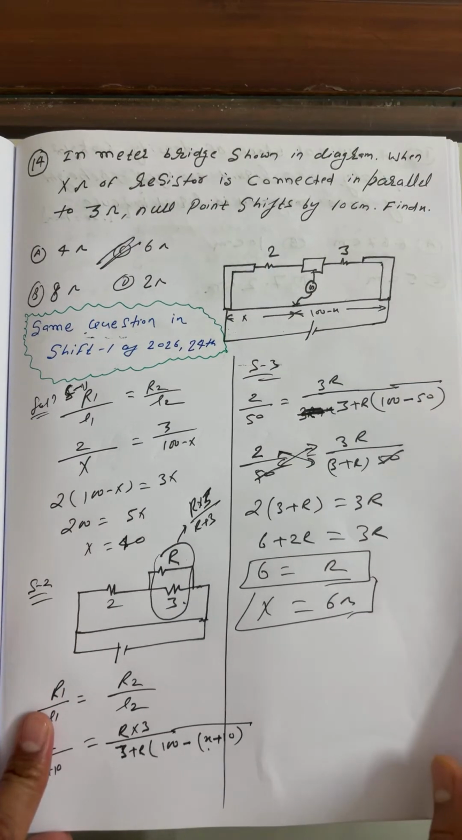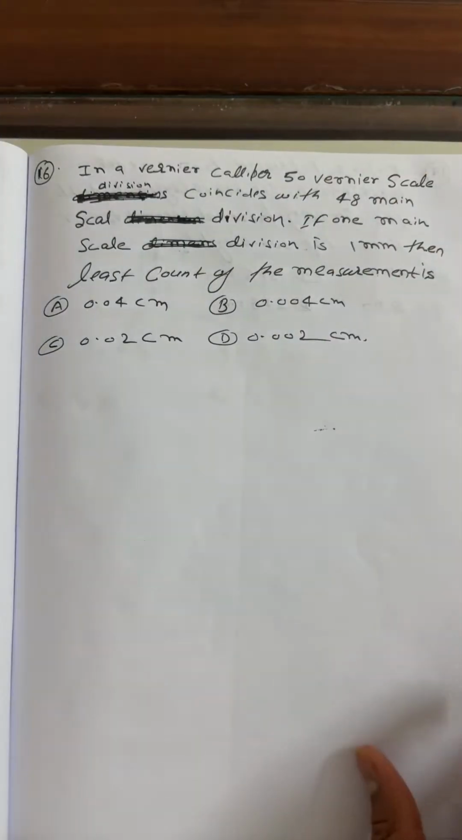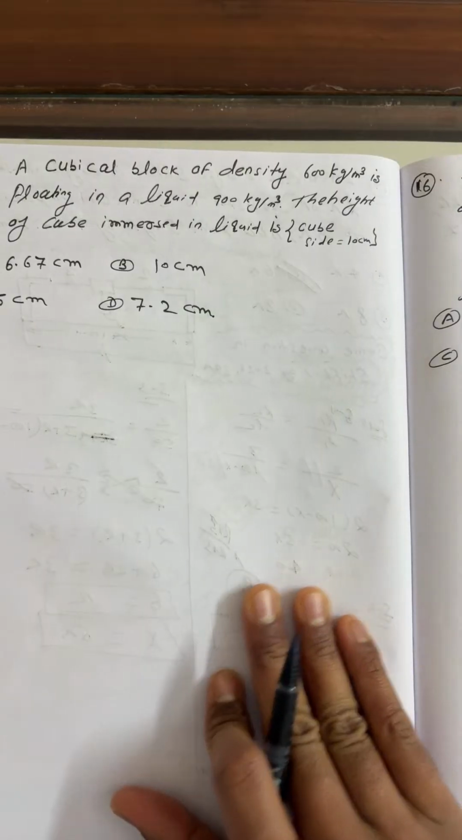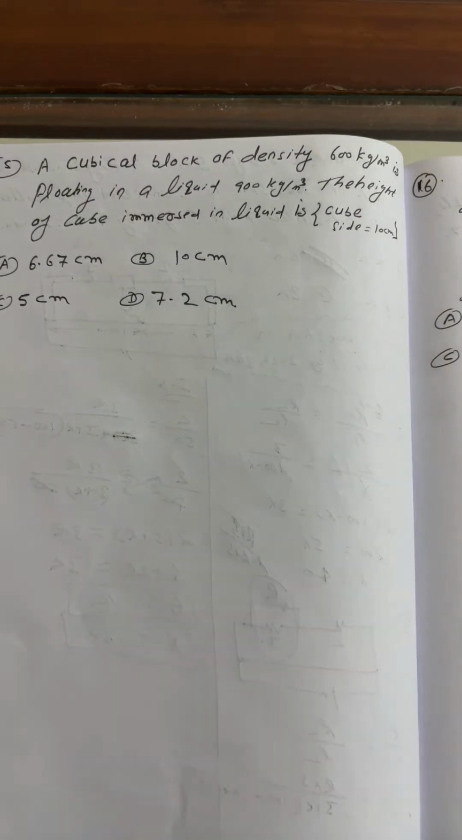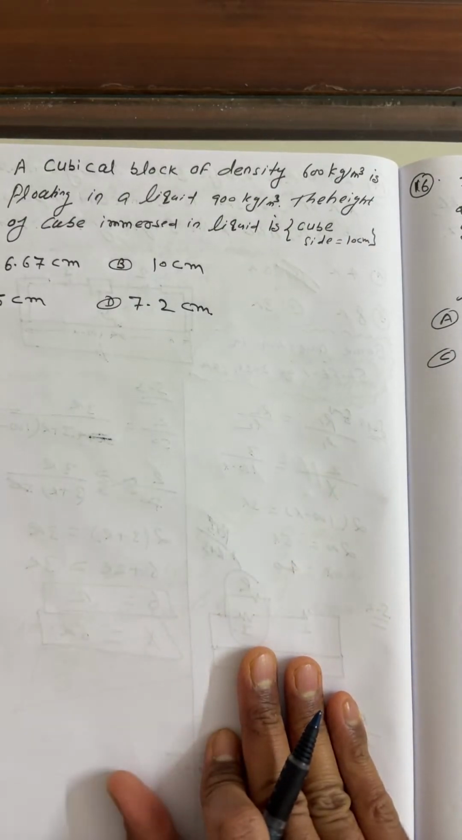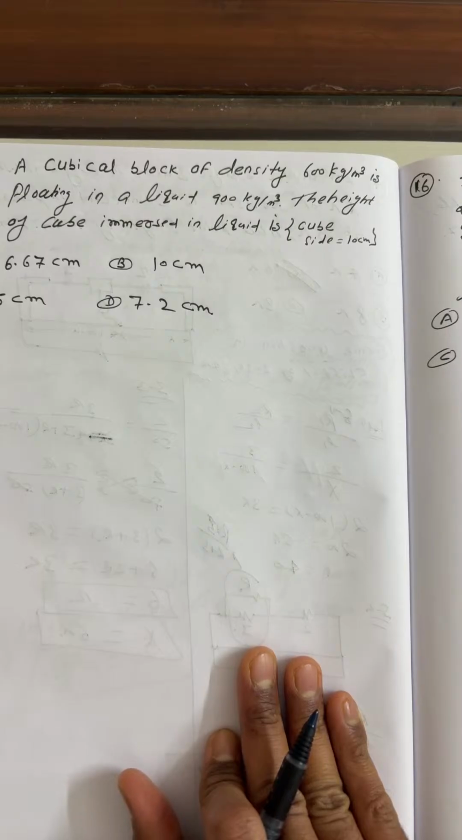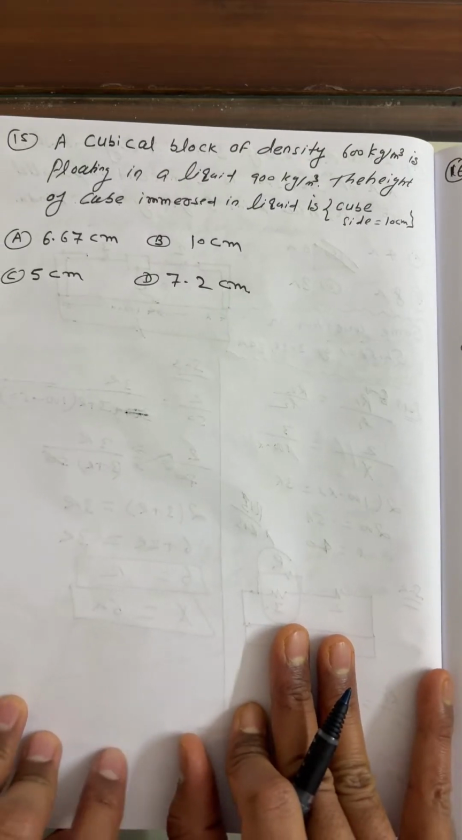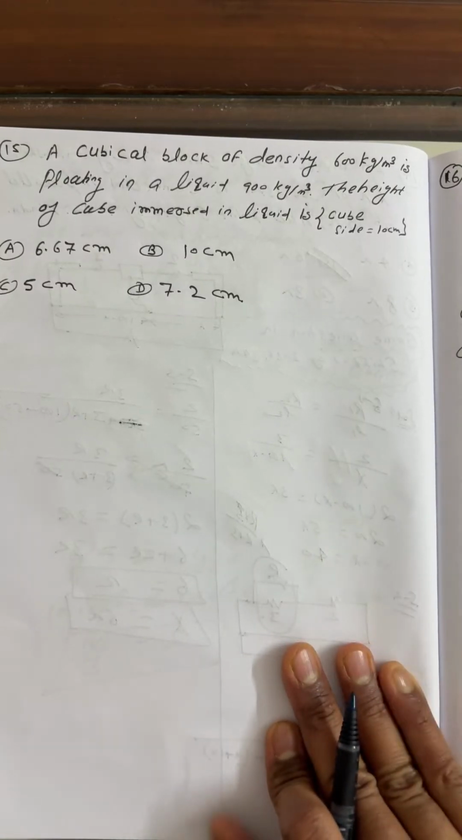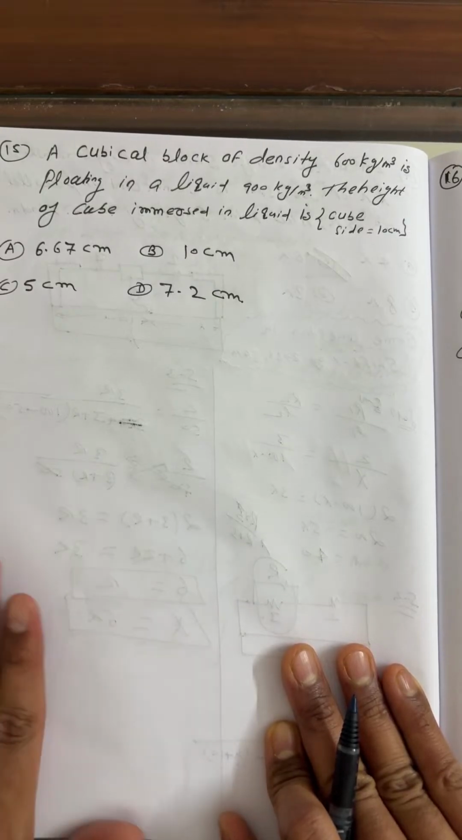Right. Have a look, beta. This was question number 14. Now this is question number 15. A cubical block of density 600 kilogram per meter cube is floating in a liquid. The density of the liquid is 900 kilogram per meter cube. The height of the cube immersed in the liquid, we have to find. Simple.